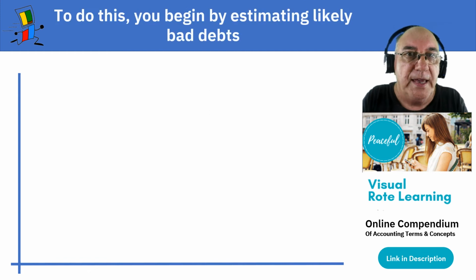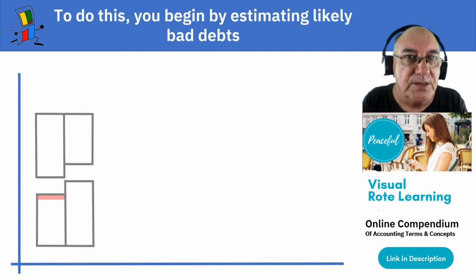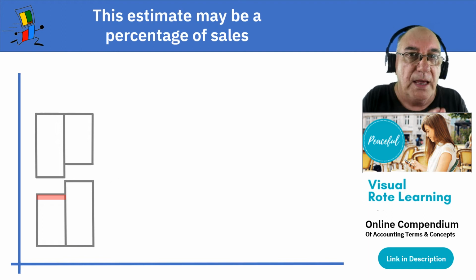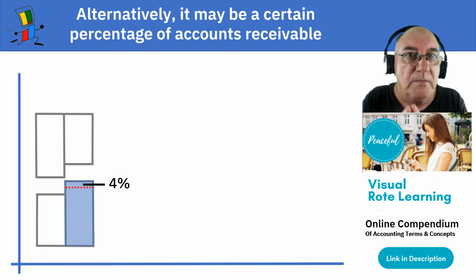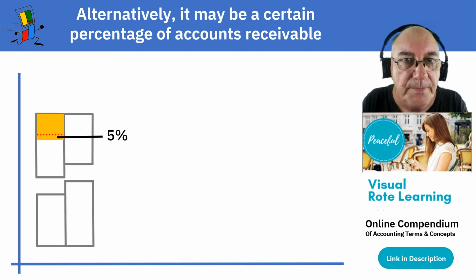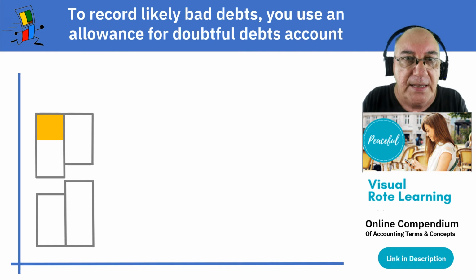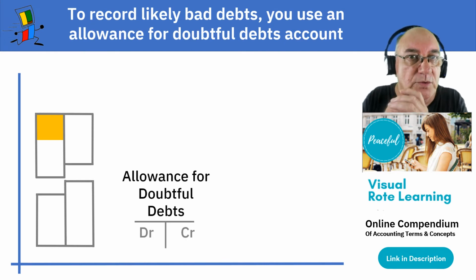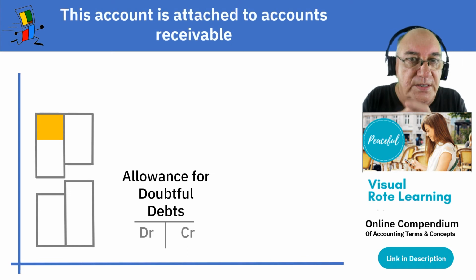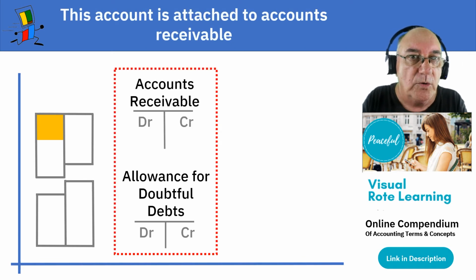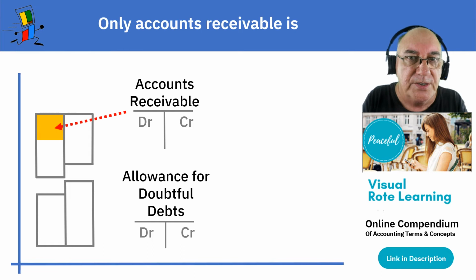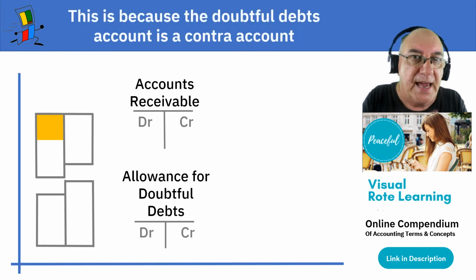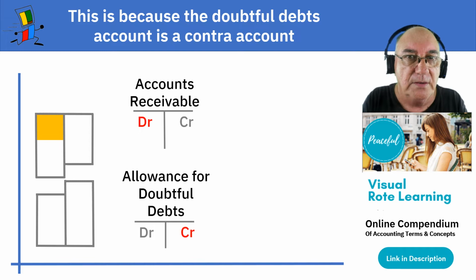To do this, you begin by estimating likely bad debts. This estimate may be a certain percentage of sales. Alternatively, it can be a certain percentage of accounts receivable. To record likely bad debts, you use an allowance for doubtful debts account. This account is attached to accounts receivable. It's an asset account, but its balance isn't shown on the diagram. Only accounts receivable is. This is because the doubtful debts account is a contra account.